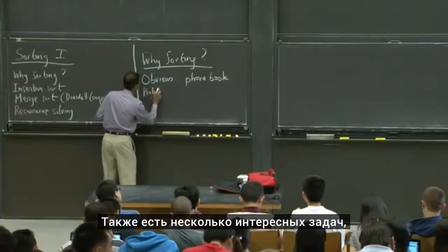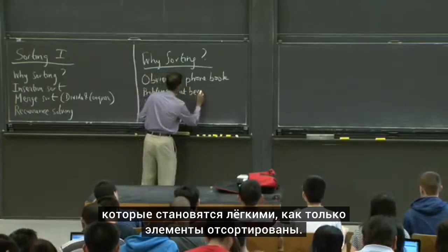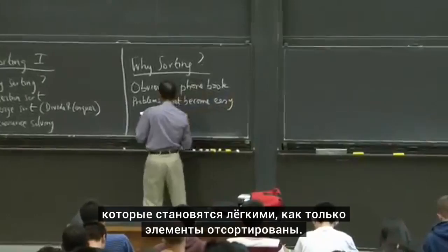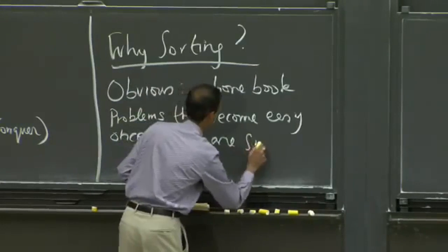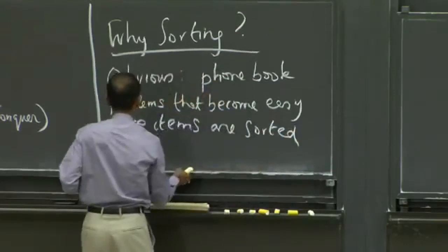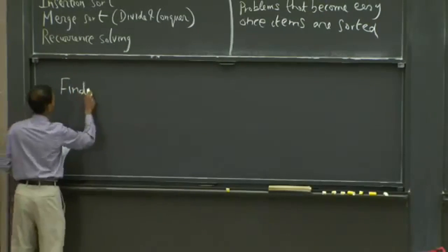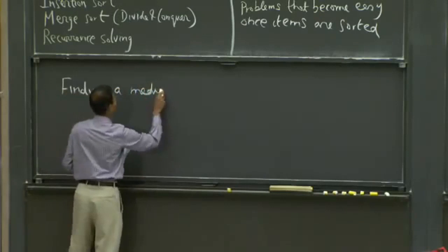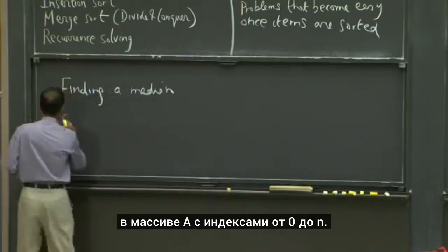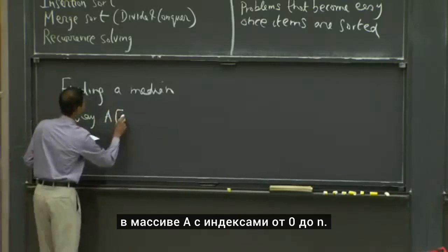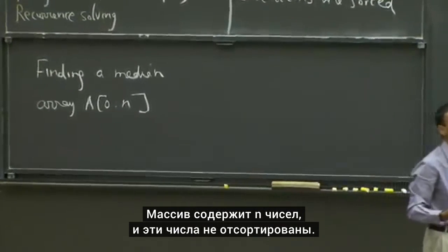There's also some interesting problems that become easy once items are sorted. And one example of that is finding a median, for example. So let's say that you have a bunch of items in an array A[0 through n], and A[0 through n] contains n numbers, and they're not sorted.